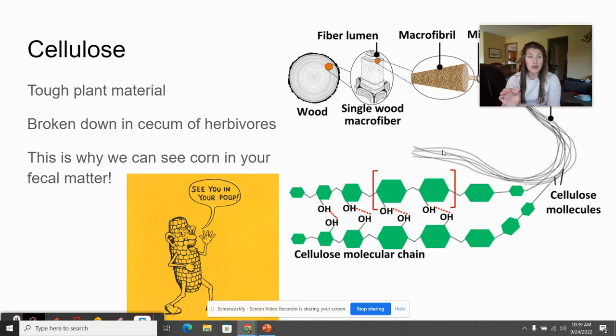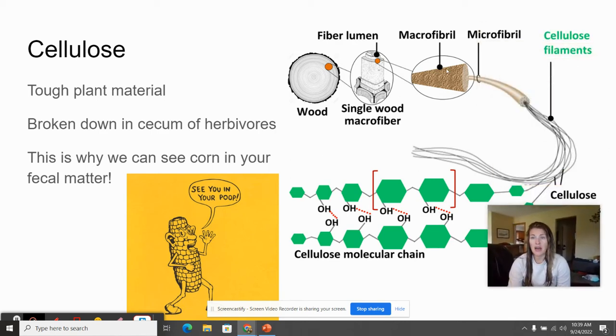So, cellulose, think celery. If you take a bite of celery, there's all those stringy things. That's cellulose, those tough plant materials. This is what gets broken down in the cecum of herbivores. And it's really, really beneficial, especially for animals like deer. So, if we think about deer in Wisconsin in the winter, they eat sticks and stuff. So those sticks, that wood, as we see here, is actually made up of little cellulose fibers.